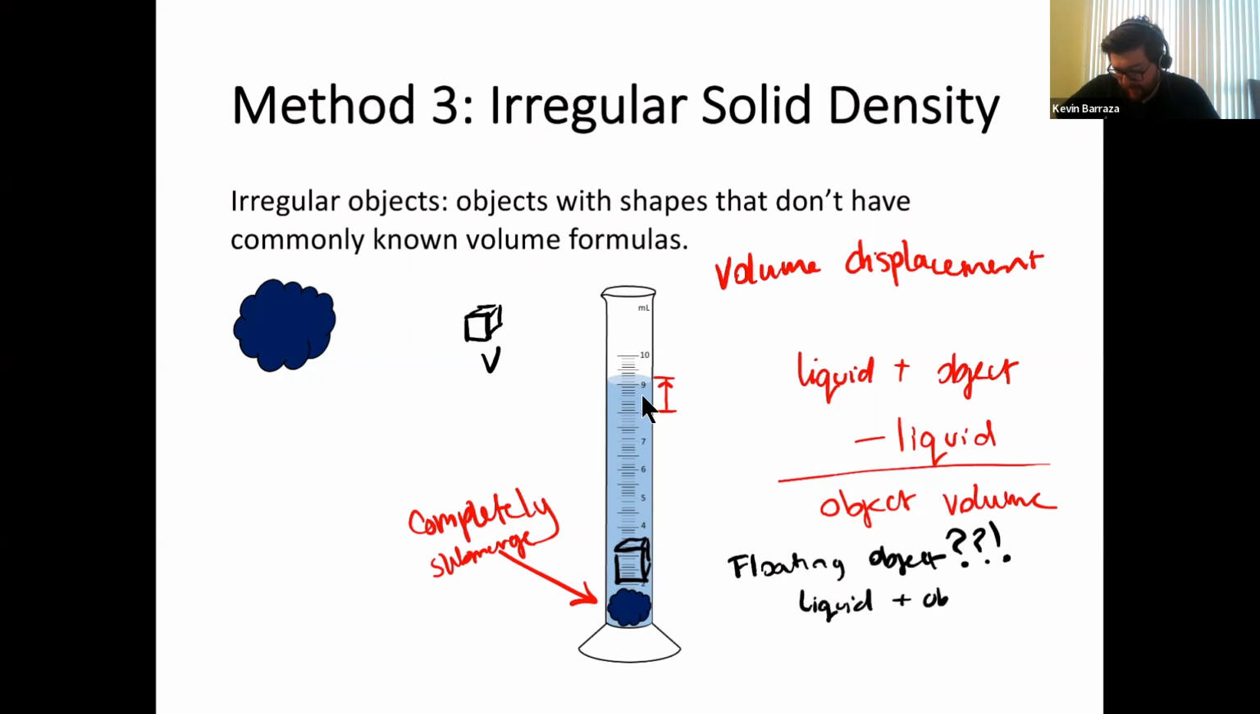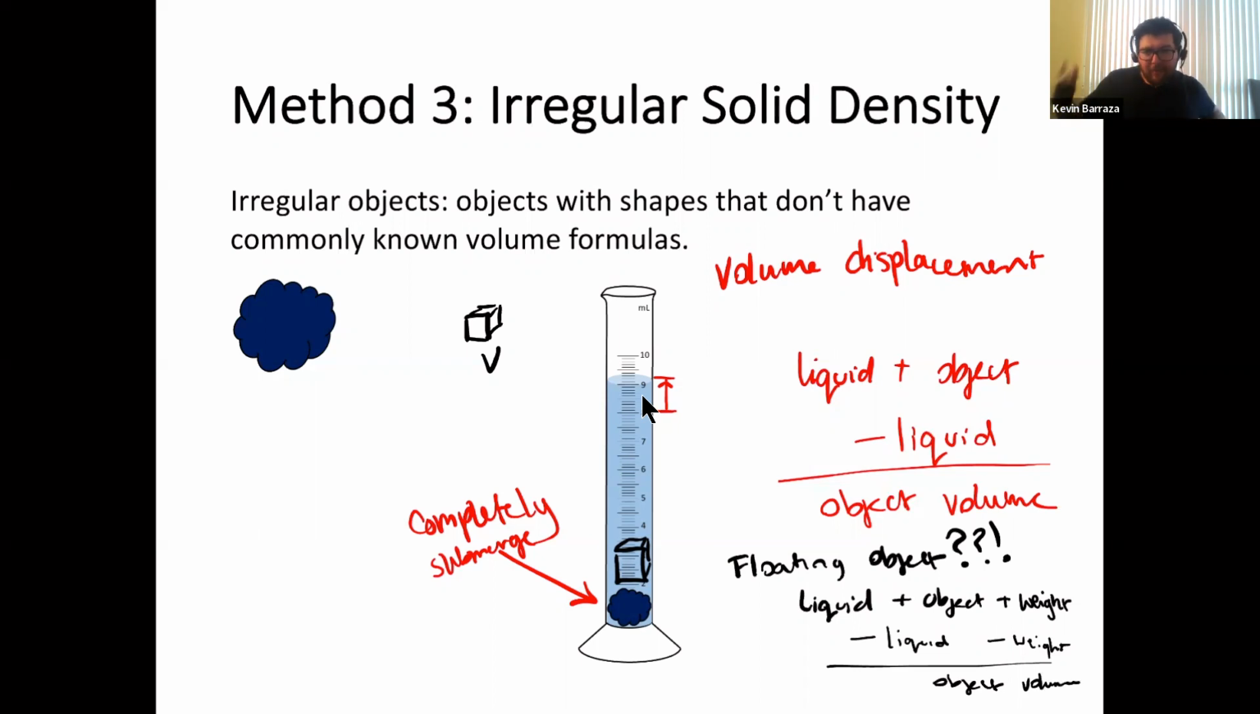Liquid plus object plus, I'll just say weight. And by weight, I mean a thing that is like a paperweight, a heavy thing. And then if we subtract the liquid, and then subtract the weight, then we get the object. And I should say volume.